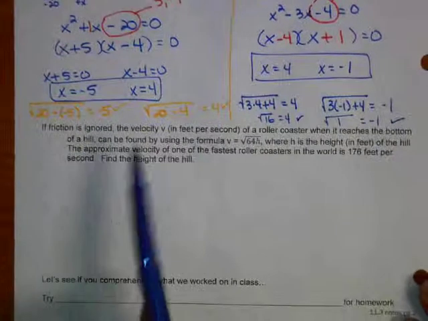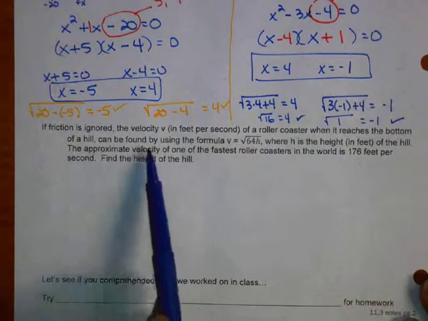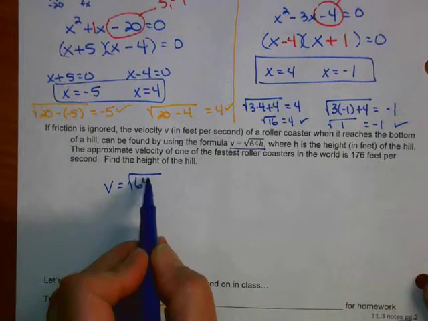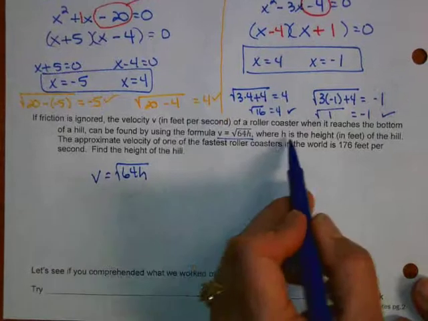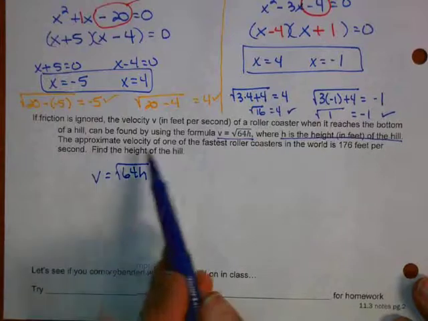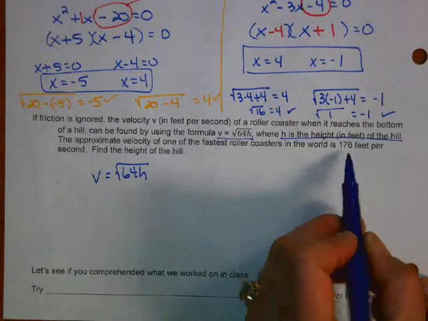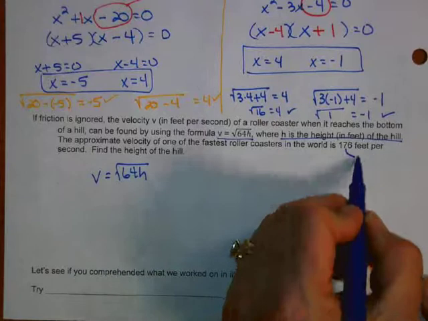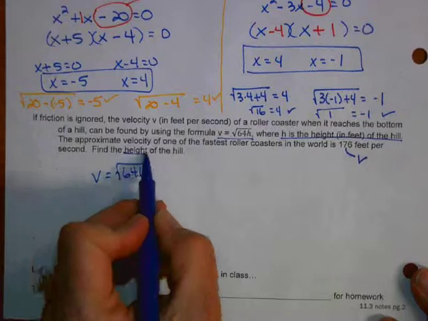All right, this is a pretty quick story problem. It says if friction is ignored, the velocity of a roller coaster when it reaches the bottom of a hill can be found using this formula. V equals the square root of 64 times h, where h is the height in feet of the hill. H is how high the hill is. The approximate velocity of one of the fastest roller coasters in the world is 176 feet per second. Per second. Can you imagine that? They're saying that that's velocity. You've got to find the height. I've got to find h.